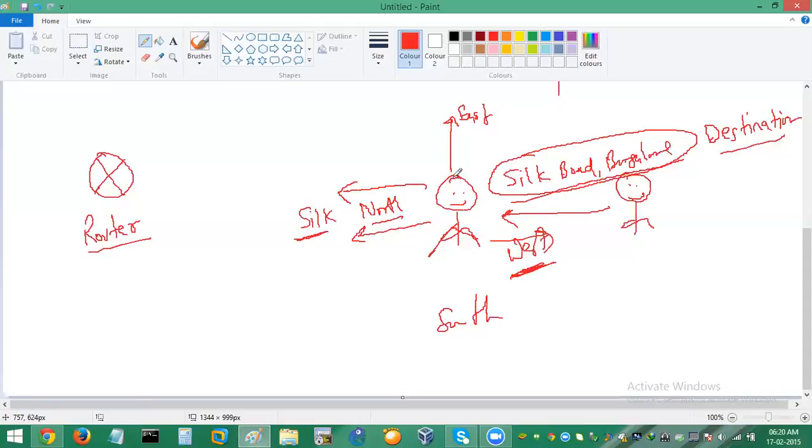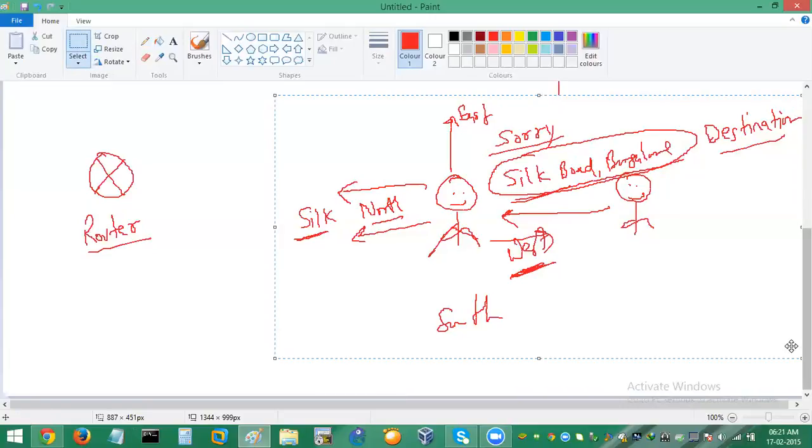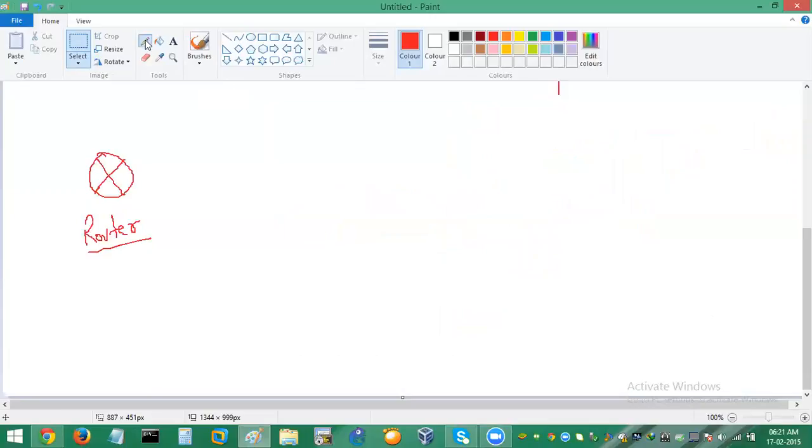What if you don't find any matching entry? What if you don't know about the destination that guy is asking about? You always say, sorry, I don't know about this, and you drop the request. This was just a real-time example that happens with us all the time.